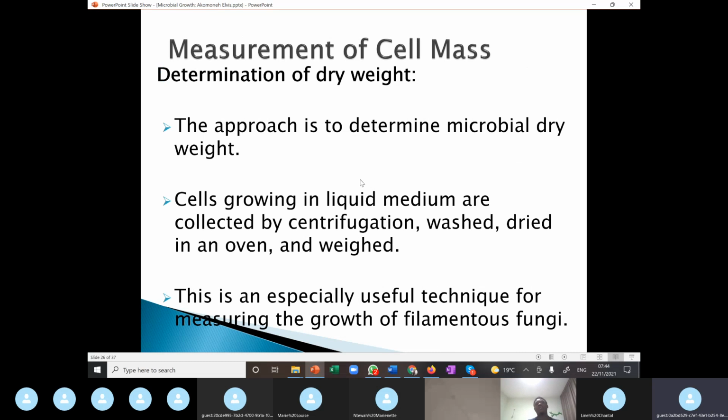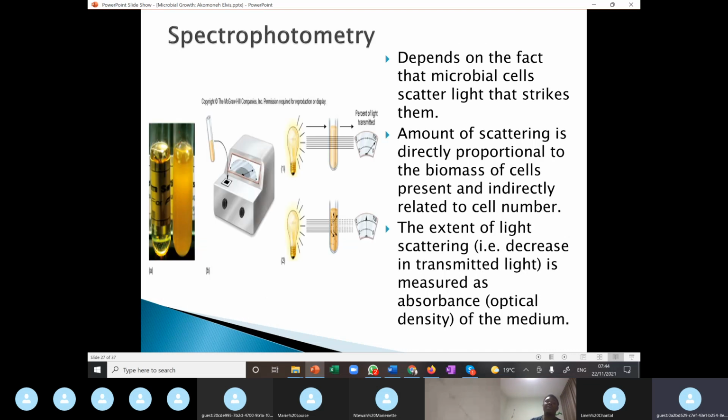So we can also measure the mass of the cells that we have. This is usually applicable in filamentous bacteria, algae, and fungi. What we'll do is we collect the sample we want to enumerate. We centrifuge, wash, dry, and then measure the weight of what we have. We can then extrapolate that to an approximation of the number of cells present in our sample.